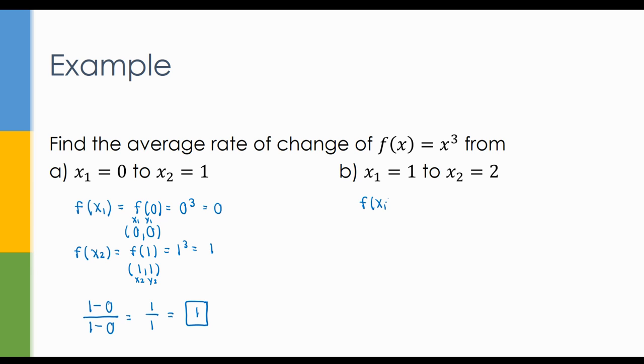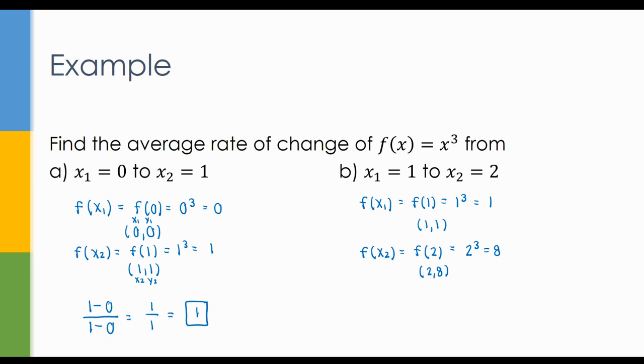So f of x1 means that I want to find f of 1. We're using the same function, so I'm cubing 1, and cubing 1 results in 1. So we're using that ordered pair 1, 1. If I'm talking about finding the function at x2, but x2 is the number 2, I'm substituting 2 into that function. Well, 2 cubed is 8. So we are dealing with the ordered pair 2, 8.